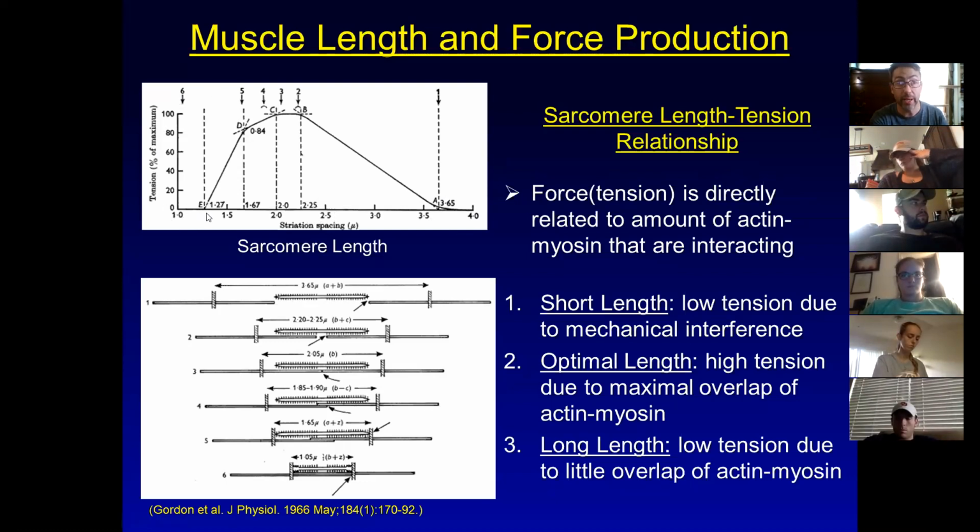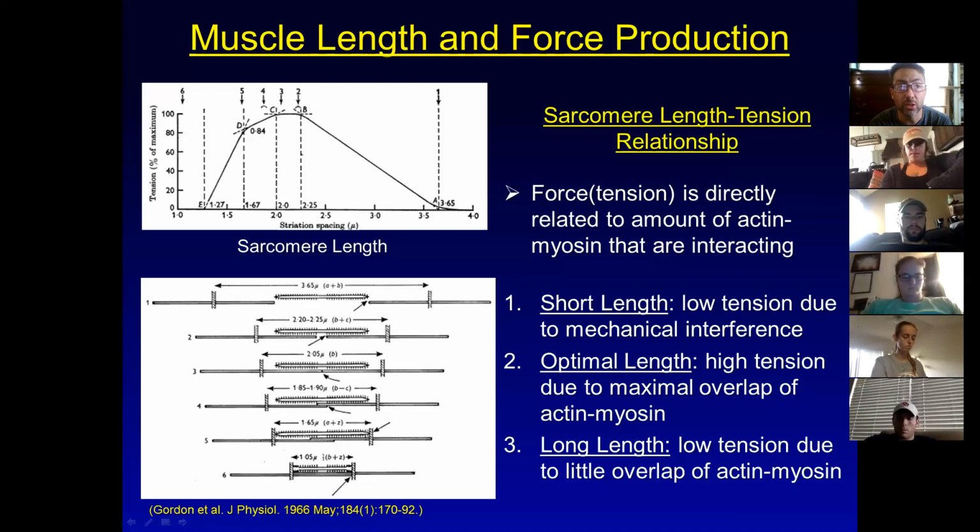So what you can see is that at very short sarcomere lengths, you get almost no force. At very long sarcomere lengths, you get almost no force. And then there is this almost normal relationship in there where, as we get towards the middle, we're going to get more and more force up to some point, and then it begins to get stretched out and it goes down, or it begins to get very shortened and it goes down. Okay? So we call this short length, this is long length, and this area in the middle is termed the optimal sarcomere overlap, or optimal length.